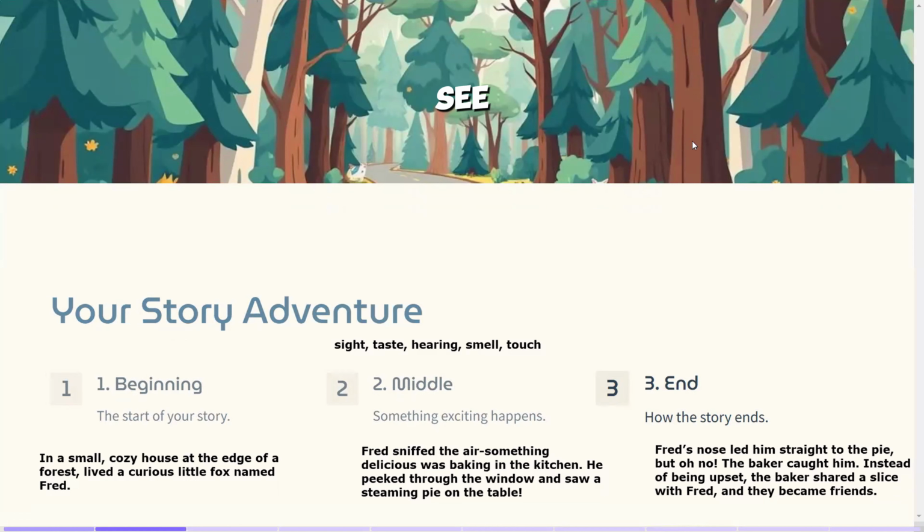Okay, so you could see the way the story was structured. Beginning, the start of the story, you have to introduce the setting, the characters, what is happening in the story. Step number 2, the middle. This is where something exciting happens. This is where the problem takes place. And finally, the end, step number 3. This is how the story ends.